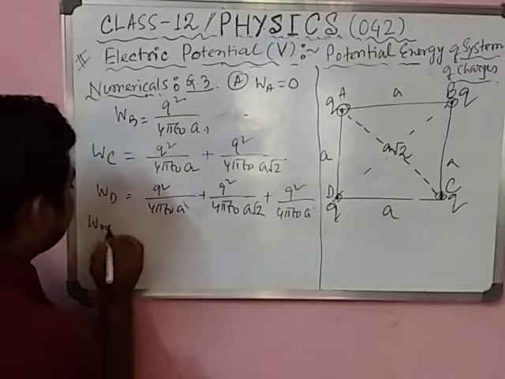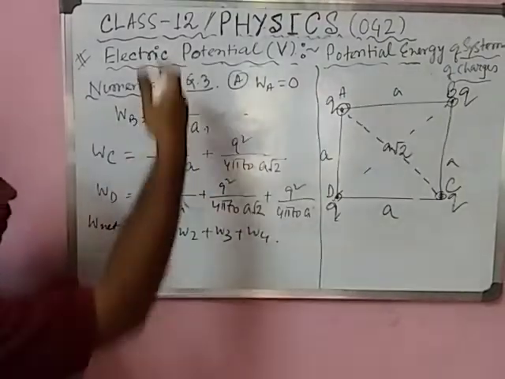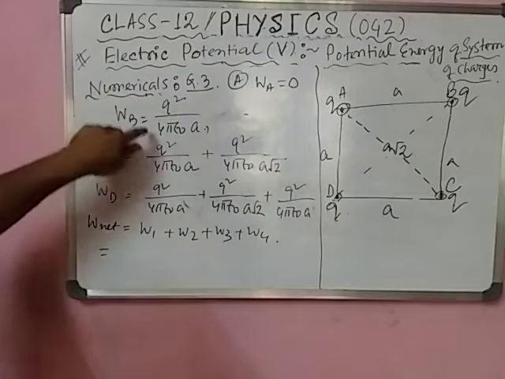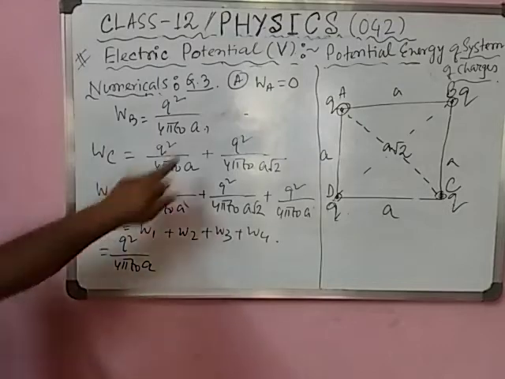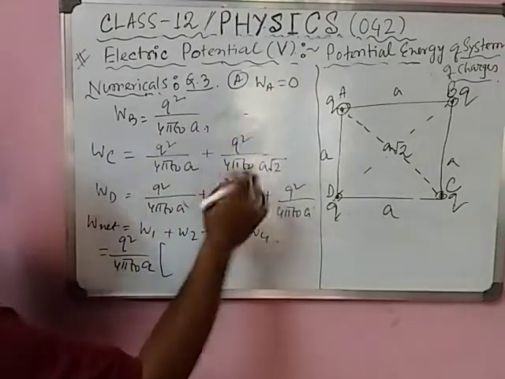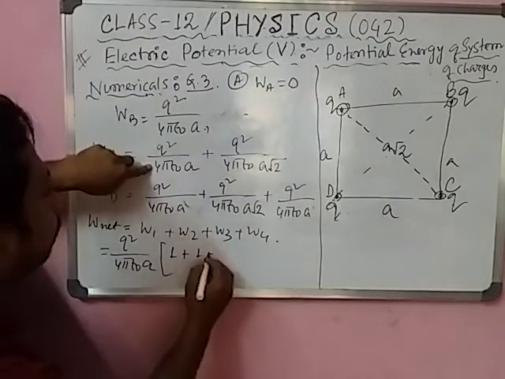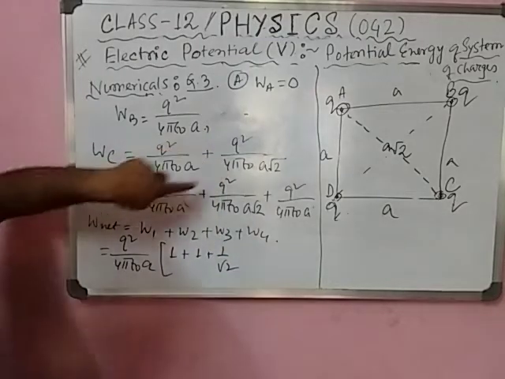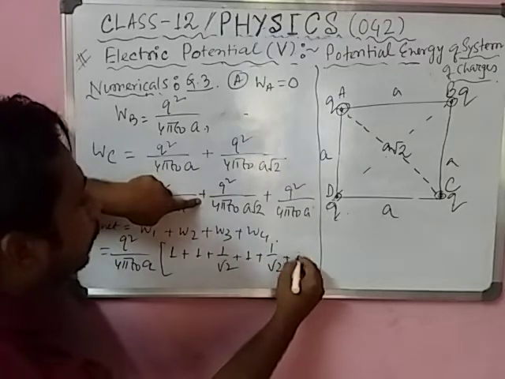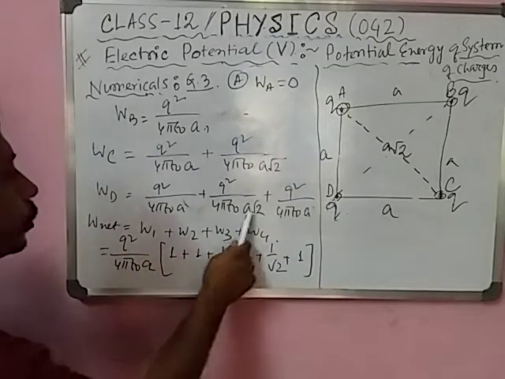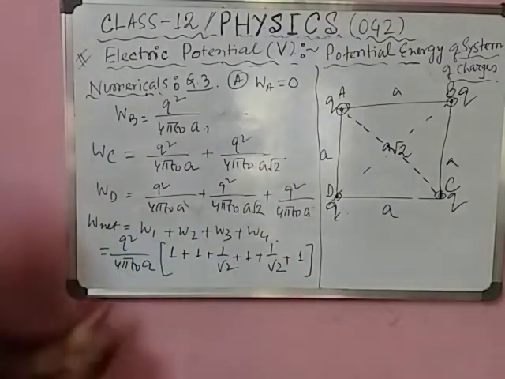Now you have to sum all the work done. Net work done is equal to W1 plus W2 plus W3 plus W4. Sum all the charges and you will get the answer. Q square by 4 pi epsilon 0 and A are outside. For A, work done is 0. For B, only 1. For C, 1 plus 1 by root 2. And for D, 1 plus 1 by root 2 plus again 1. See how many I have written? 1, 2, 3, 4, 5, 6. Yes, done. So you just sum all the things.